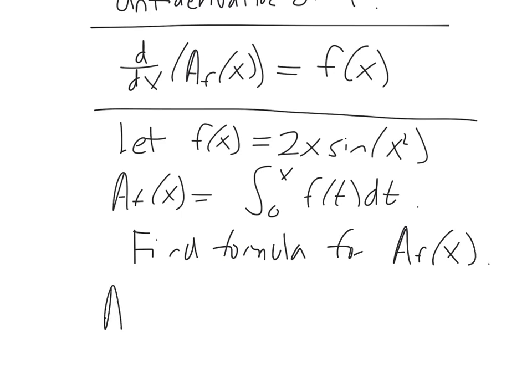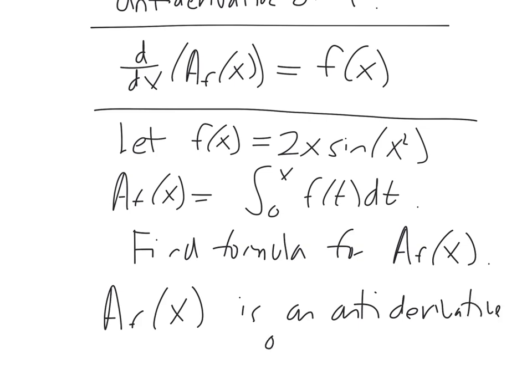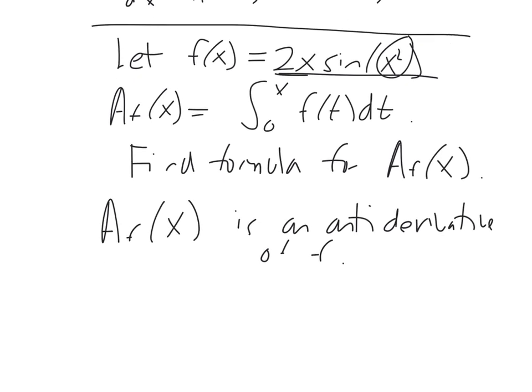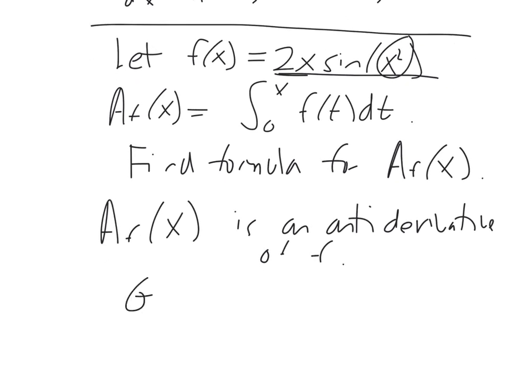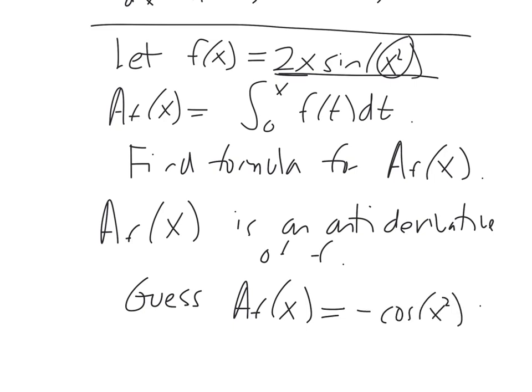Well, I know that A sub f of x is an antiderivative of little f. And if I look up at little f, this looks like a familiar function. I see that I have an x squared inside my parentheses, and then outside of my parentheses I have the derivative of x squared, 2x. So my guess for the antiderivative is that my A sub f of x should be negative cosine of x squared plus c.